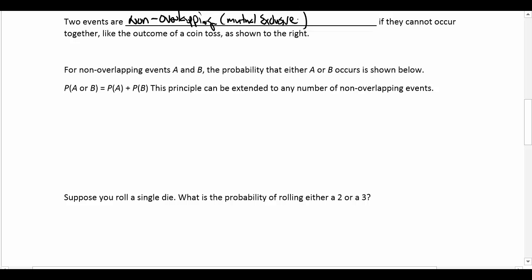Something very basic like tossing a coin. Either I'm going to have a head or I'm going to have a tail. I can't have both. So those would be non-overlapping events. Can't have them at the same time. For non-overlapping events A and B, the probability that either A or B occurs is shown below, which is this formula here. So the probability of A or B is adding the individual probabilities together.